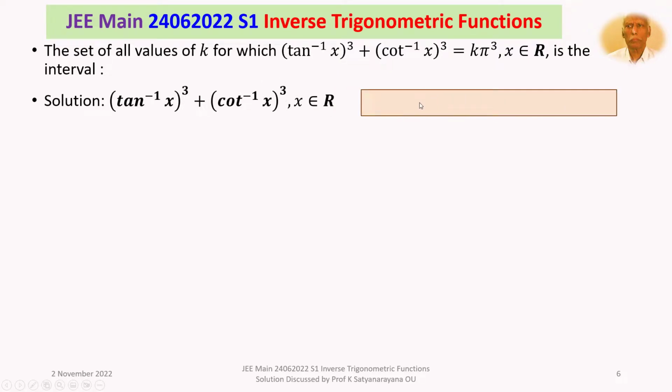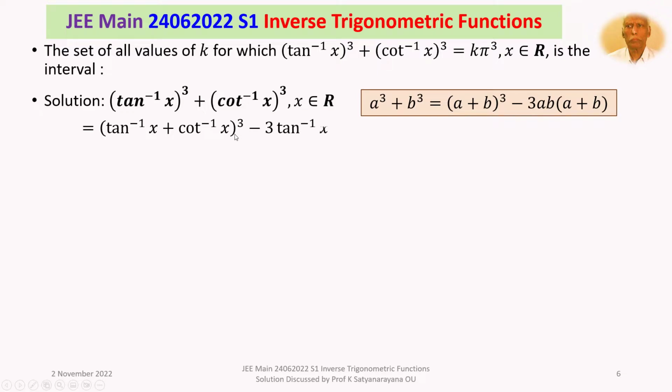We use this formula: a cube plus b cube is equal to (a plus b) whole cube minus 3ab multiplied by (a plus b). We use this and write (tan inverse x) whole cube plus (cot inverse x) whole cube is equal to (tan inverse x plus cot inverse x) whole cube minus 3 times tan inverse x into cot inverse x multiplied by (tan inverse x plus cot inverse x). So we used this formula and wrote it like this.